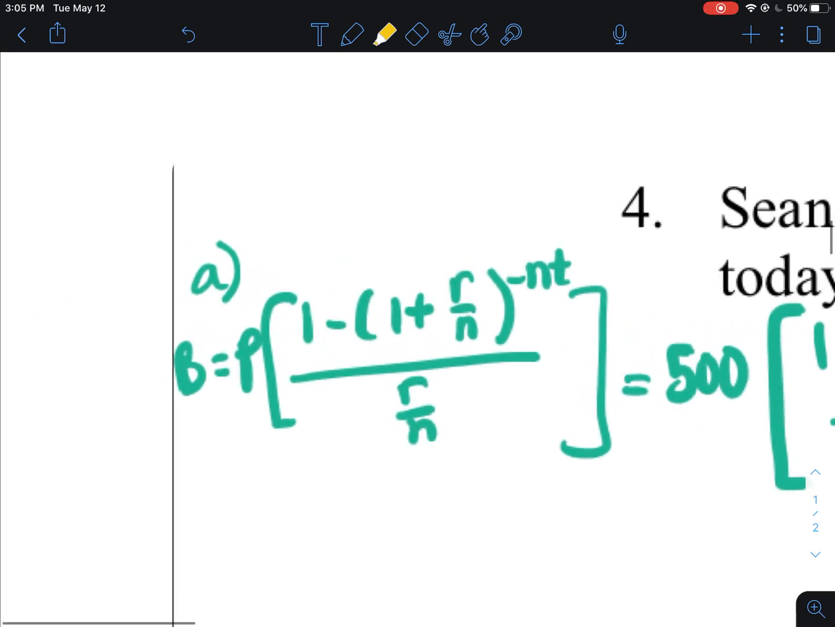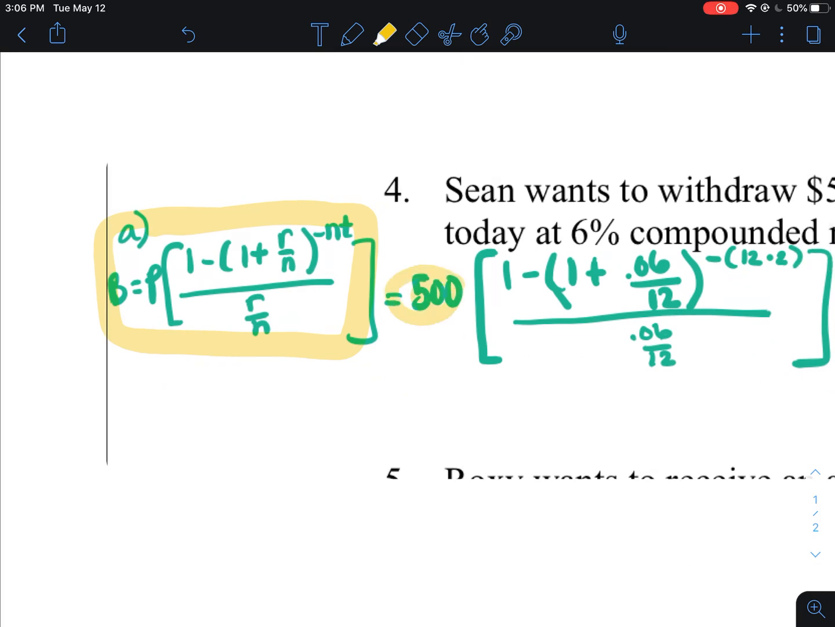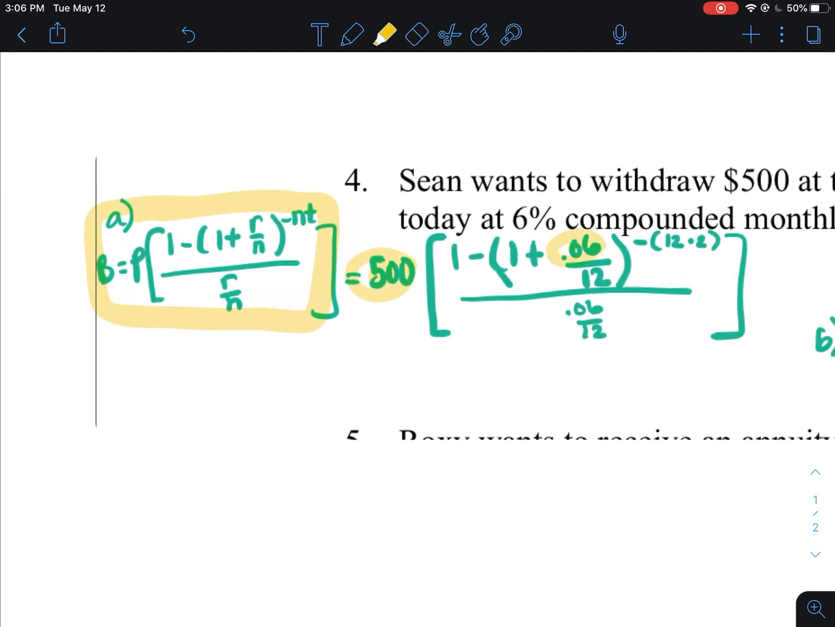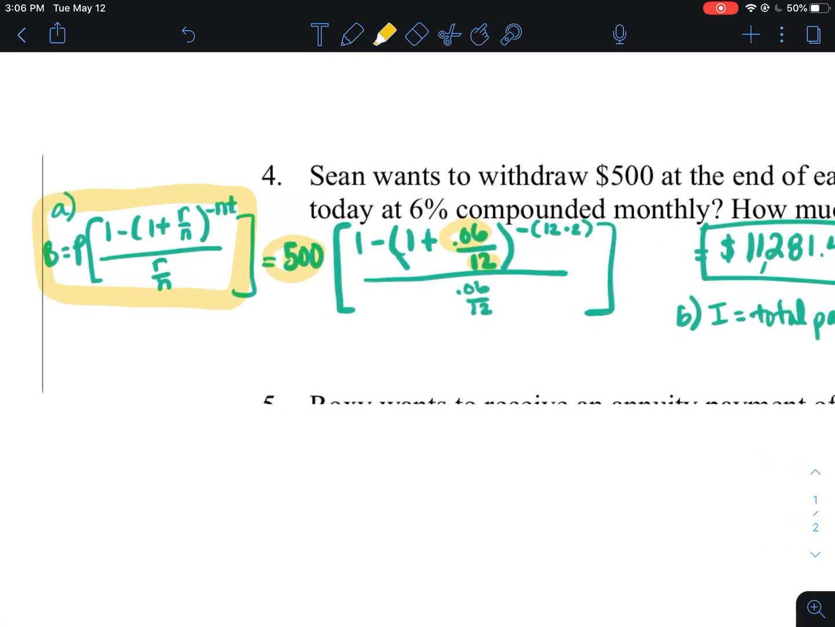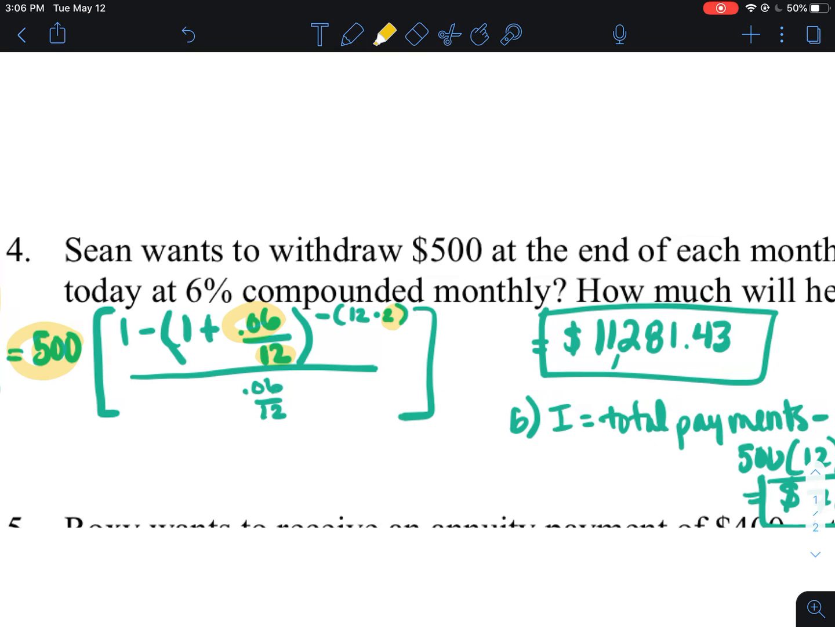So this is our formula. In this one, the B stands for the starting balance. The P is the periodic payment. So in this problem, that's the $500 he's going to receive. The R is the annual interest rate written as a decimal, so the 6% written as 0.06. The N is the number of times per year it's compounded. It's compounded monthly, so that's 12 times per year. And the T is how many years he's going to be receiving these payments, and that was going to be for 2 years. So we put all of this arithmetic into our calculator.